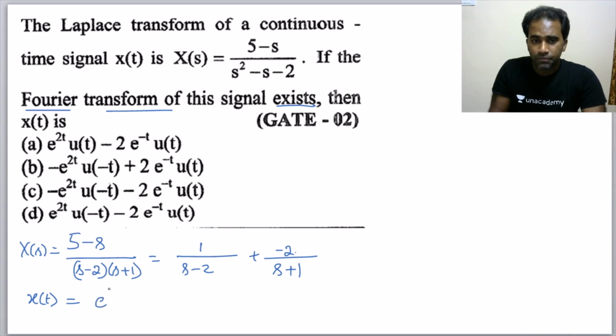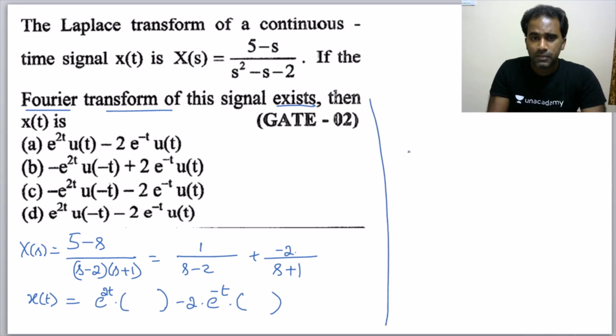The pole here is 2. So the signal corresponding to it is e power 2t. That is the basic answer. What is multiplied with it? That we don't know. And based on the ROC, we can understand what is multiplied with it exactly. First, let me write the basic answer. It is minus 2 into, what is the basic answer corresponding to 1 by s plus 1? It is e power minus t. So it can be u of t or u of minus t that can be multiplied here, right? So let us write all the possible answers here.